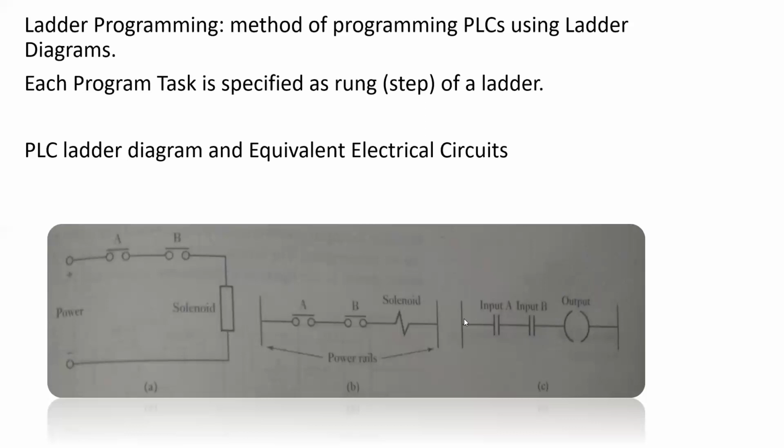This is how we represent an input, and this is how we represent the output. So this simply says that if both the inputs are high, the output will be high. This is basically an AND logic implemented using a PLC. So now let's move forward.